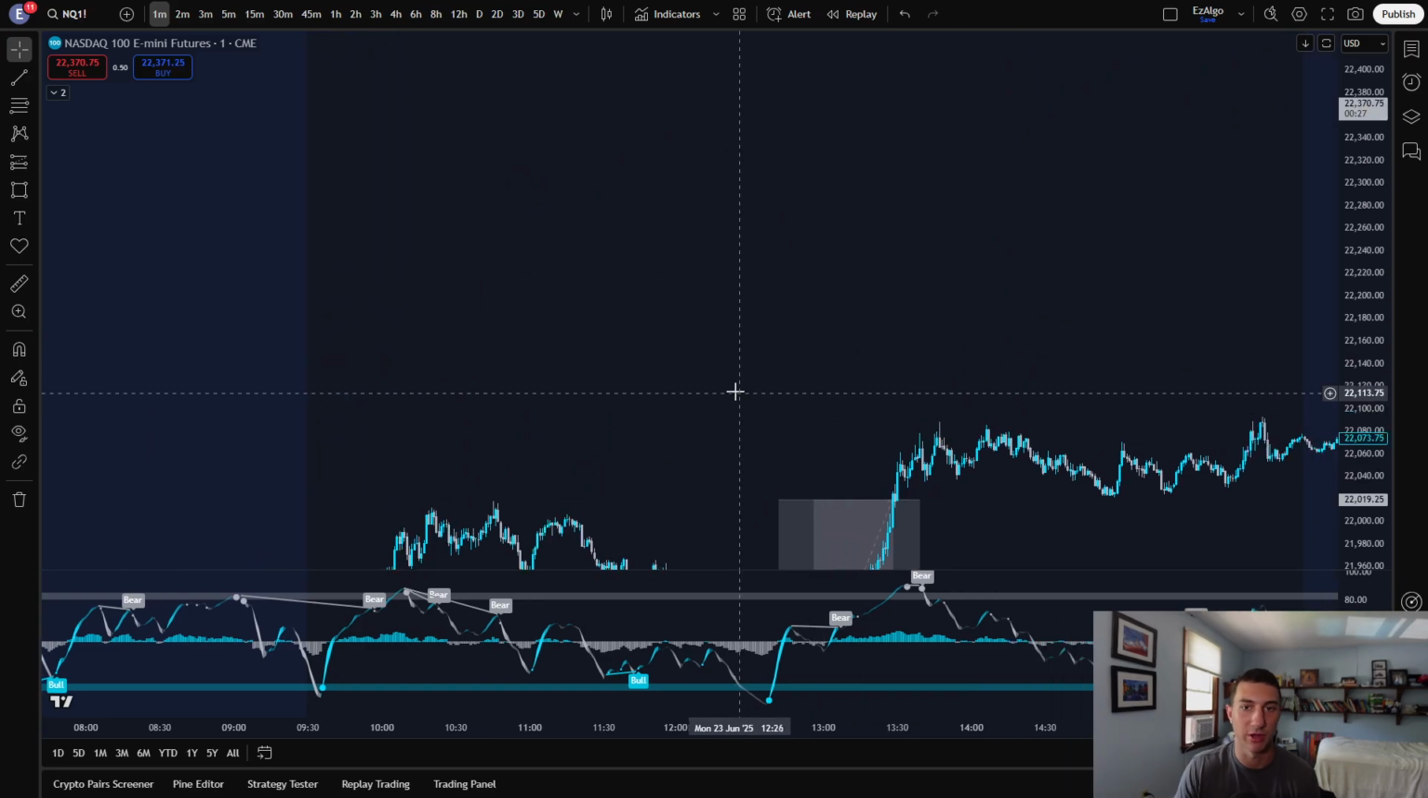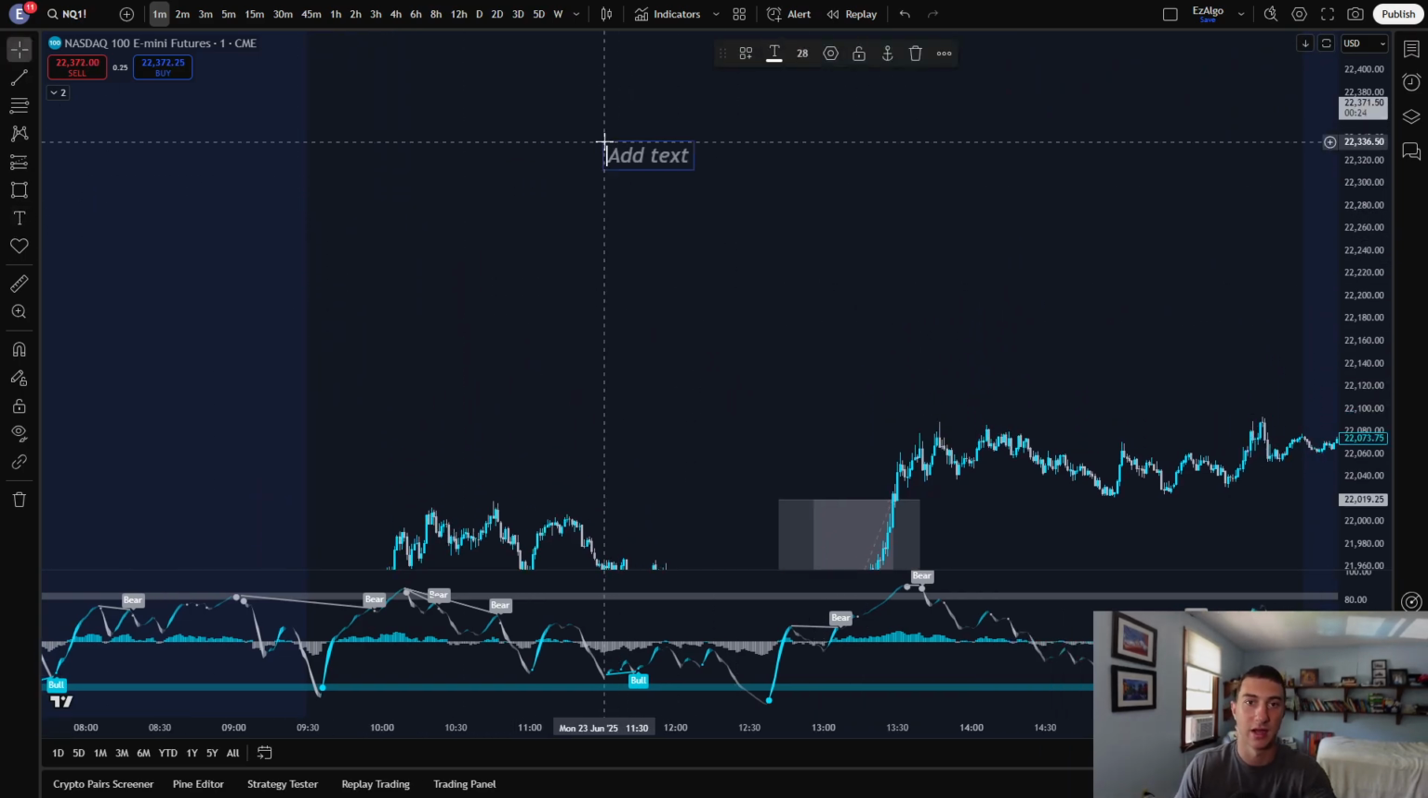A 3-step entry model, and I'm gonna type it out just to make it a little bit more clear for you guys, okay? So 3 steps, I'll call it the manipulation model, okay? So step number 1 is you need to see a sweep of liquidity, okay? Sweep of liquidity here, which I will explain what this is if you guys don't know yet. Ideally, this is going to be a sweep of external liquidity, okay? External liquidity or key level, right?